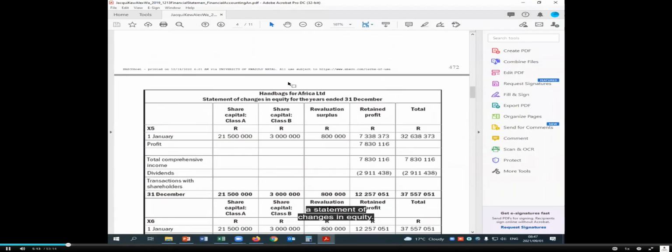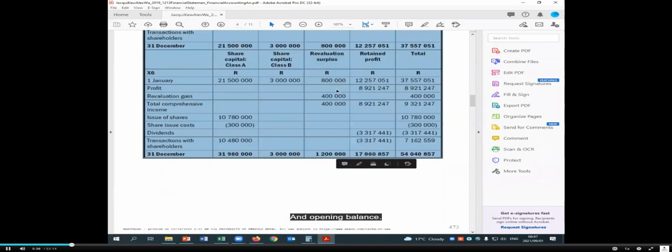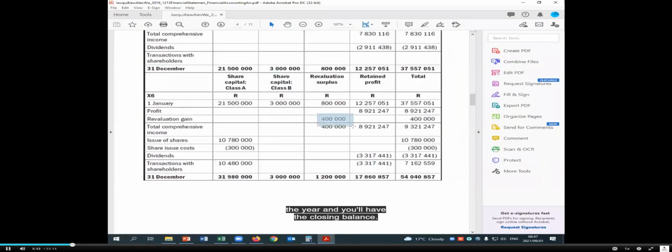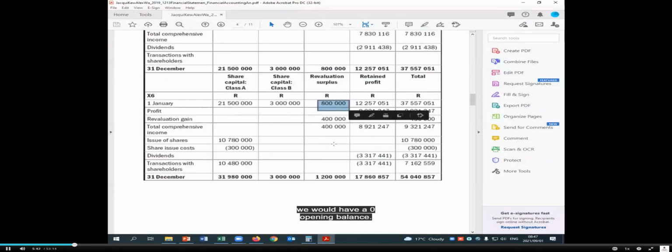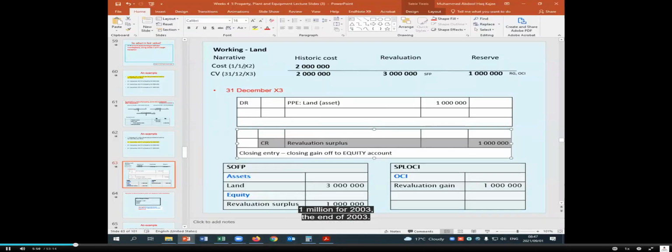So here's an example of a statement of changes in equity. Now you get your share capital, you also get your retained earnings, also known as retained profit. You'll have a new column known as revaluation surplus. You'll have an opening balance, you'll have the movement for the year, and you'll have the closing balance. So if we were using our information from our example, we would have a zero opening balance, then we'd have a revaluation gain of 1 million and a closing balance of 1 million for 2003, the end of 2003.